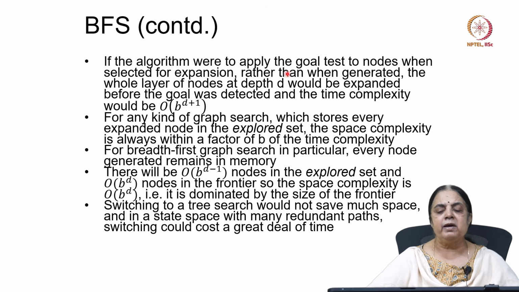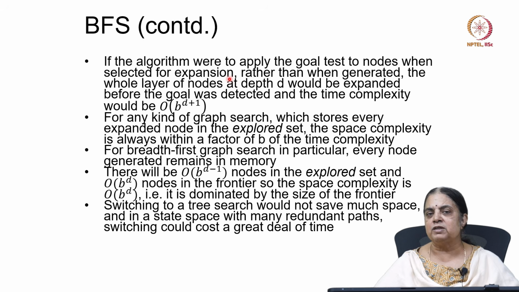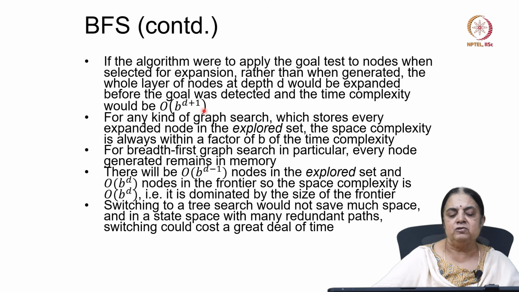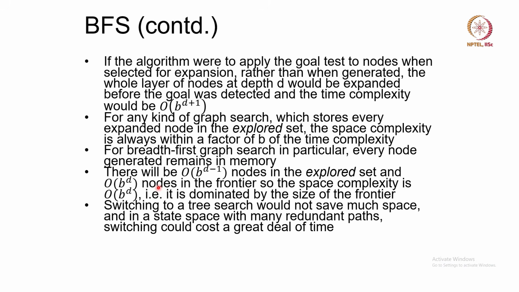And if the algorithm applies the goal test to the node when selected for expansion, so when you just put it into the frontier, and only when you choose this node for expansion, then only you check whether it is the goal, you will find that you have to go one more level before you find the solution basically.